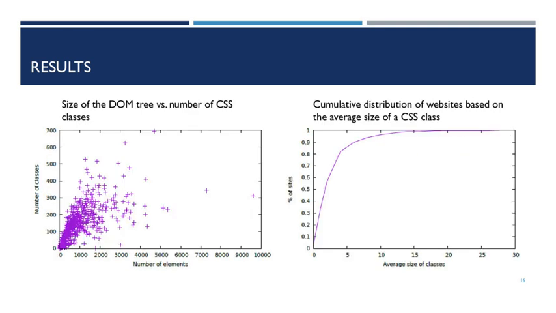Does the size of the DOM tree correlate with the number of distinct CSS classes we find in a document? Well, somewhat. The plot on the left shows the size of the tree plotted against the number of classes. And finally, we also analyze the size of a CSS class, or a combination of CSS classes, which corresponds to the number of elements that belong to them. We can see that in most pages, say 90%, no more than 15 elements belong to the same class combination.